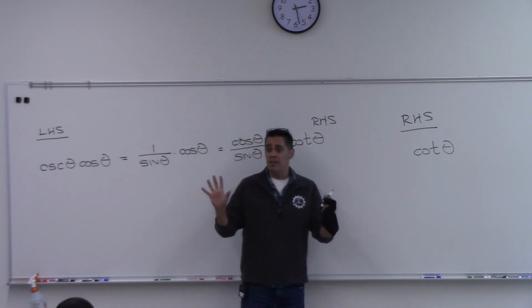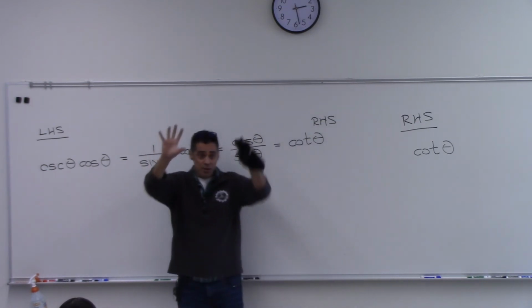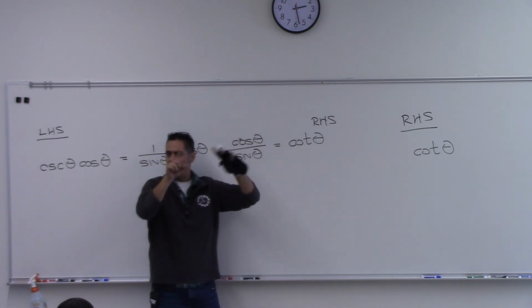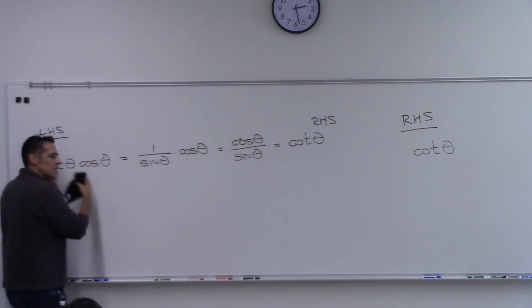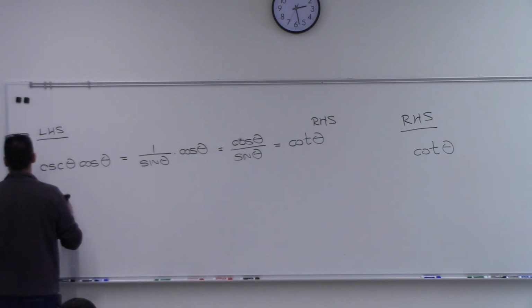What I never did was write down the original equation and start multiplying both sides by something. No, I didn't do that. I started with the left, turned it into the right. Let's do another one.